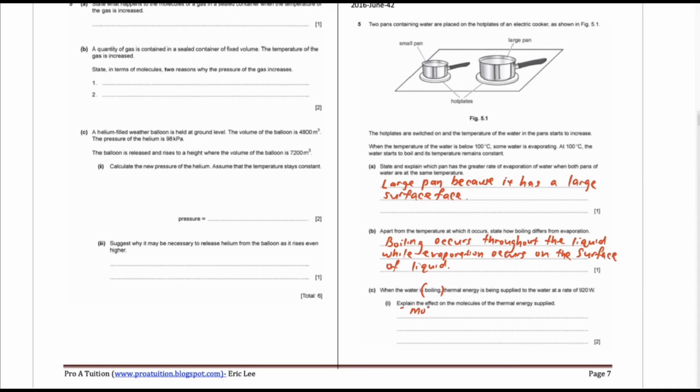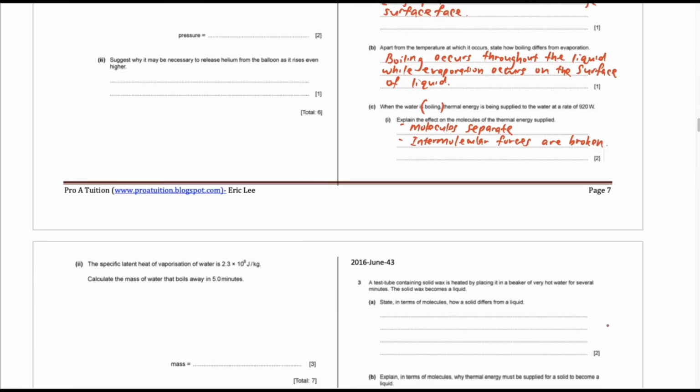First, you can say the molecules separate. Second, you can say about the intermolecular forces. Intermolecular forces are broken. Okay, so that's how we handle it. Now let's look at the next part.